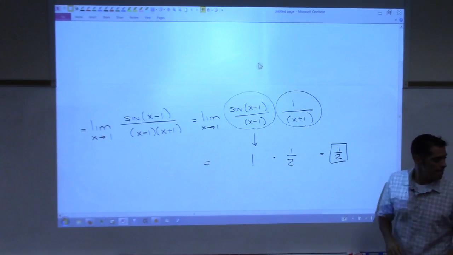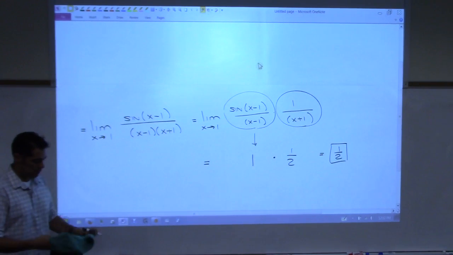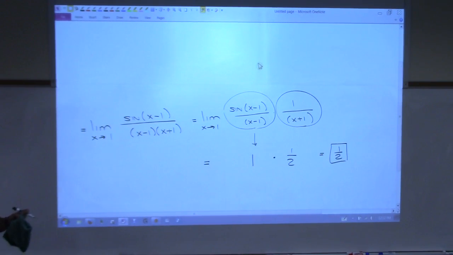Does that only work for sine? That only works for sine junk over junk. Cosine junk over junk, there's no. Nope.